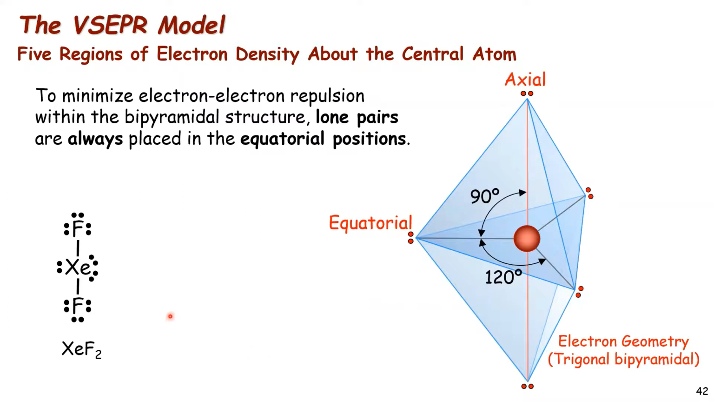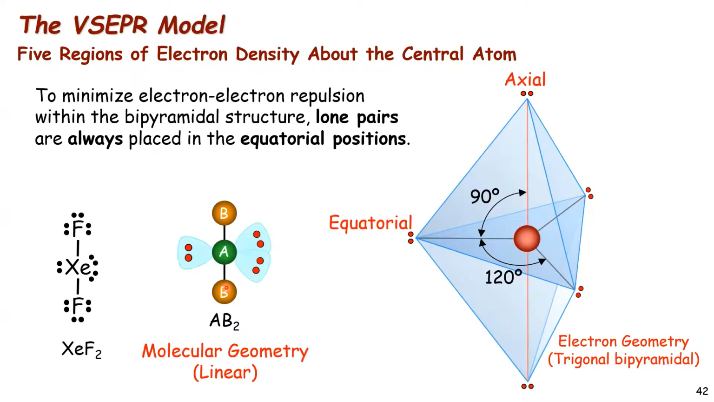So for example, xenon difluoride looks like this. This would be the proper Lewis dot structure for it. And that molecule, again, since all the lone pairs have to go in those equatorial positions, is going to have a linear molecular geometry.